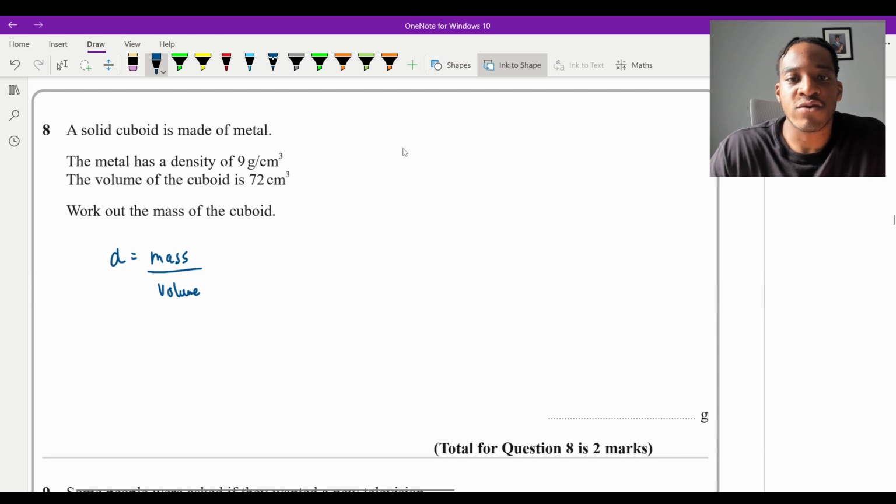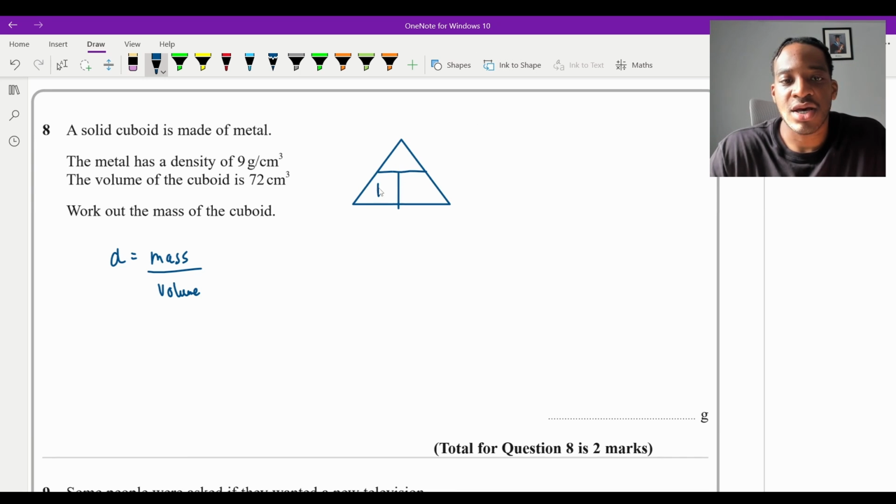What you can do is use a formula triangle to help you remember it as well. So put D, and then M, and then V. In our case, they're asking us for the mass. So if I rearrange this, we can see quite clearly that D for density and V for volume is equal to the mass. Looking at this formula triangle, if I cover the M, then it's just D times V. So the mass is equal to the density times the volume.